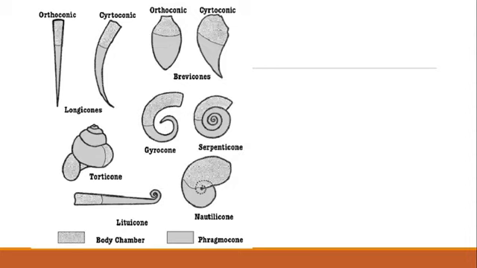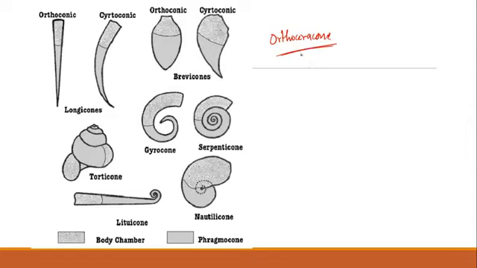Different types of forms. Some are your helicoid, some are your planispiral, some are your straight, some are your slightly coiled, and something like this. So the first one is your orthoceracone. No need to write anything here, just try to understand what I'm trying to teach.